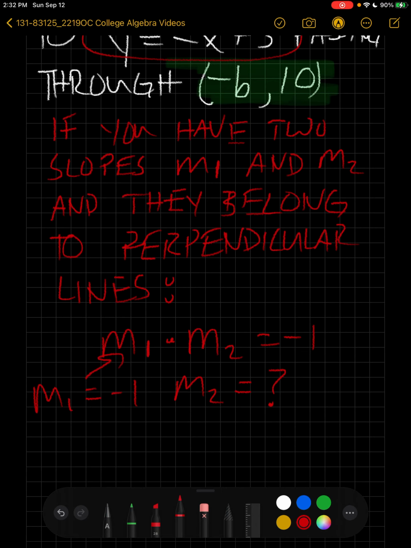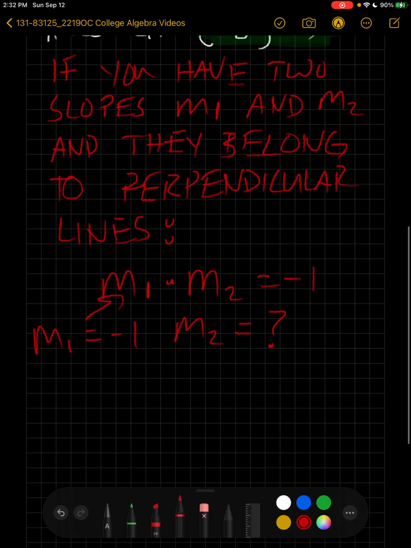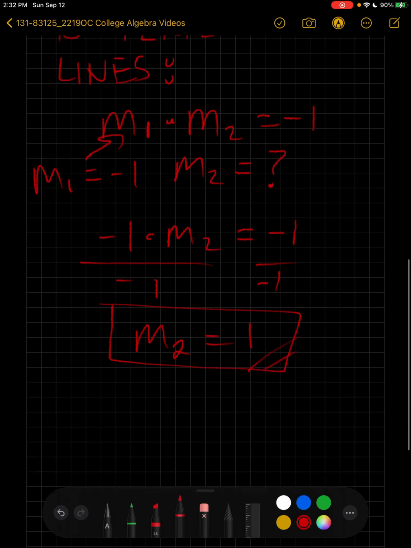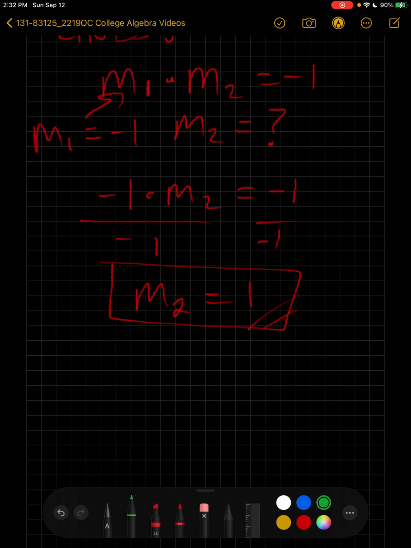So let's go ahead and substitute in M1 is negative 1. So now I have negative 1 times M2 is equal to negative 1. I can divide both sides by negative 1, and I get M2 is equal to 1. So this is the slope that we're looking for.